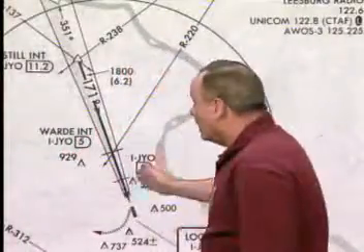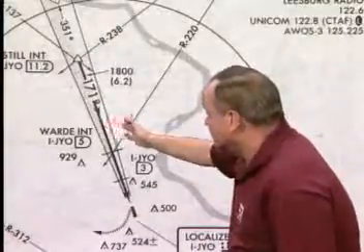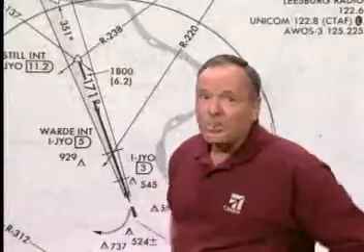Now, even though localizer approaches are called non-precision approaches, they'll give you very accurate course guidance to the airport. And being able to do them well will give you one more tool to make reliable arrivals even when the glide slope is out of service.